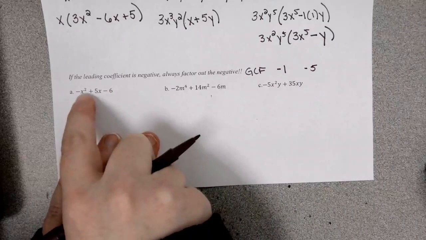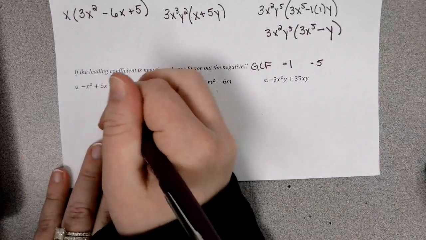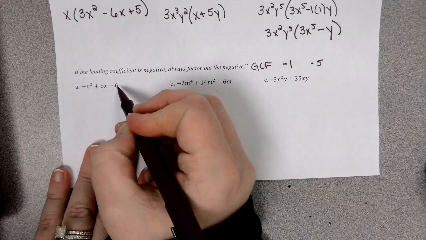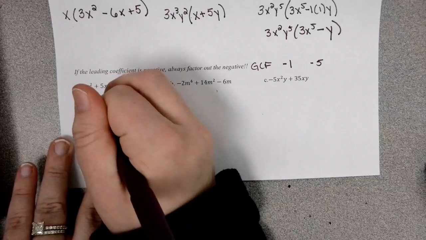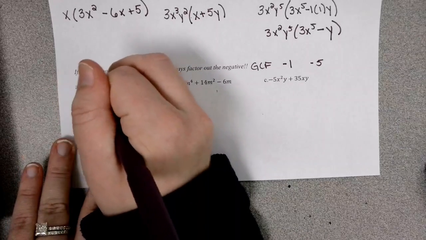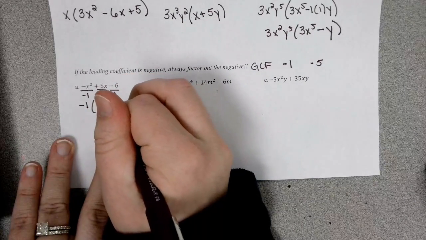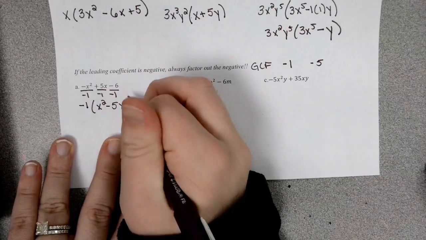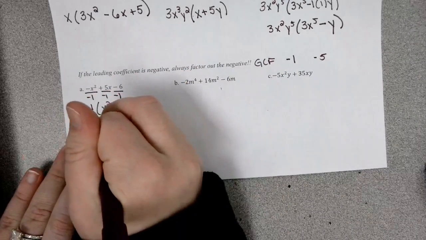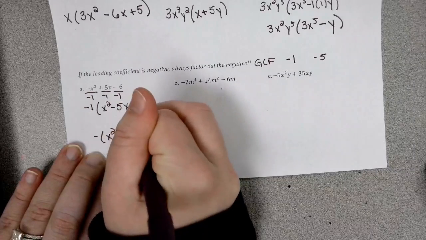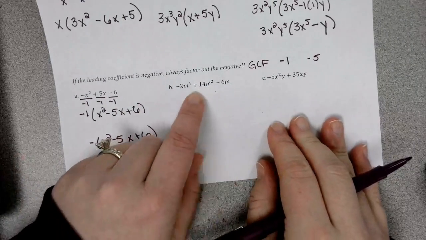So when we look here, negative x squared plus 5x minus 6, I can't take any x's out, and my GCF would be technically 1, but because of that negative there, I'm pulling the negative 1 out. Which means 5 divided by negative 1 is negative 5x. Negative 6 divided by negative 1 is a positive 6. So you can write it like that, or like that. We should always pull the negative out. Same thing for the second one.